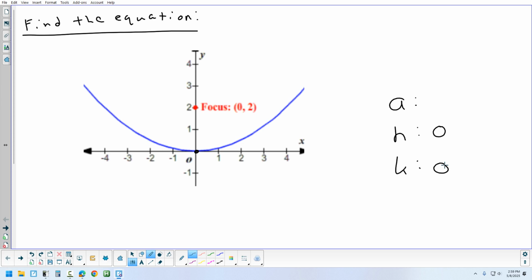What is a in this case? 2. Yep, a is 2 because it's the distance between the center. I'm sorry, I keep calling it the center. The vertex and the focus. Okay, that's your a value.